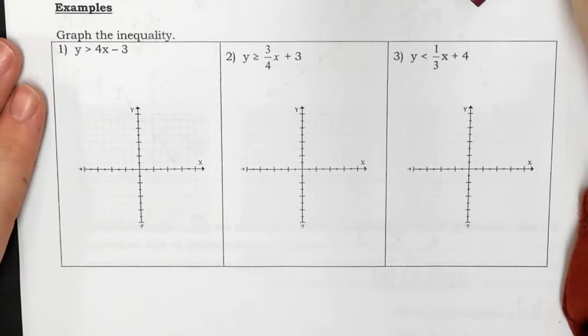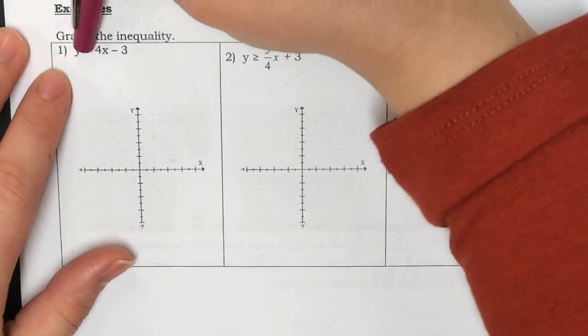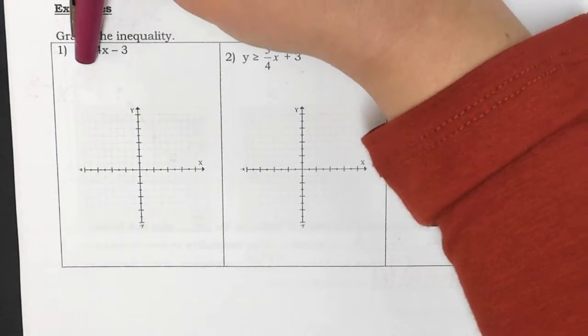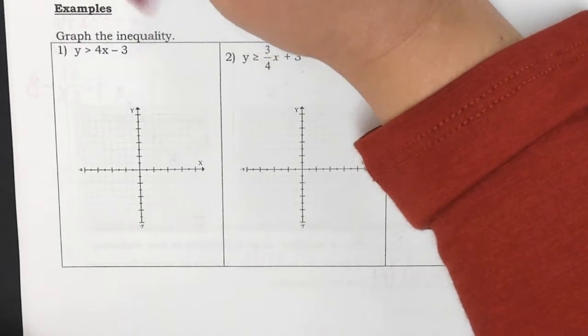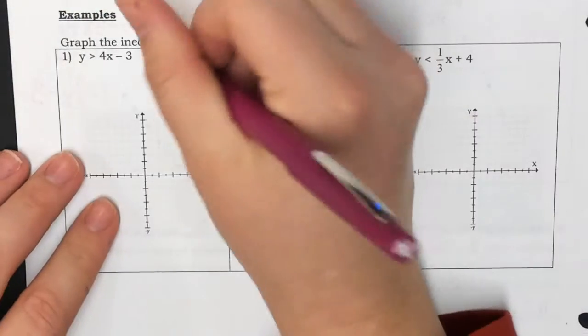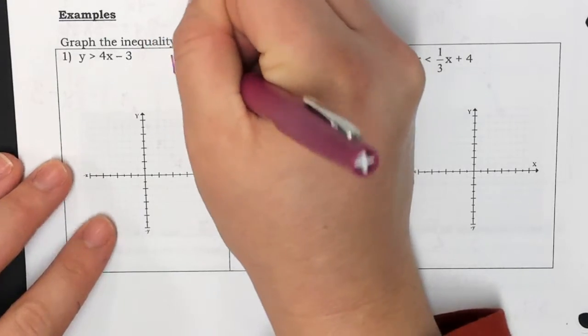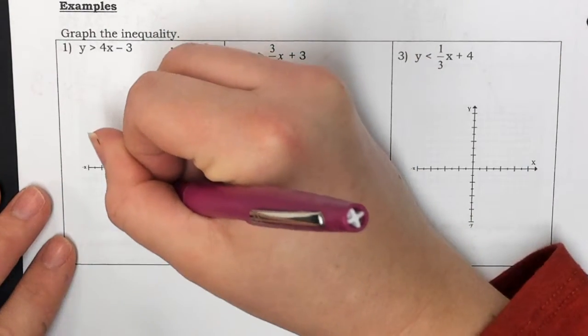Okay, so what I want you to do, here are examples. For this moment, just for one moment, pretend this is an equal sign. Graph it the same exact way. Where do I begin? -3, because your b is -3. So go down to -3.